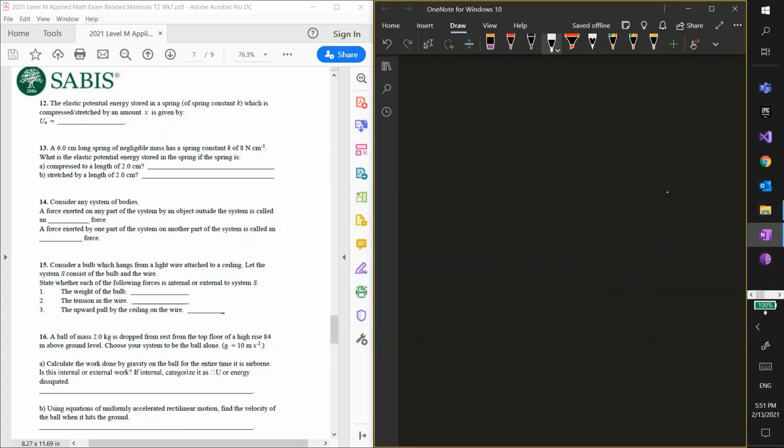So question 13: a 6 centimeter spring of negligible mass has a spring constant of 8 newtons per centimeter. It's changed from centimeter to meter, so you multiply by 10 to the power of minus 2. This is equal to 800 newtons per meter. Cool, so K is 800. Your initial length is 6 centimeters, 0.06, and that's the initial length, L0.